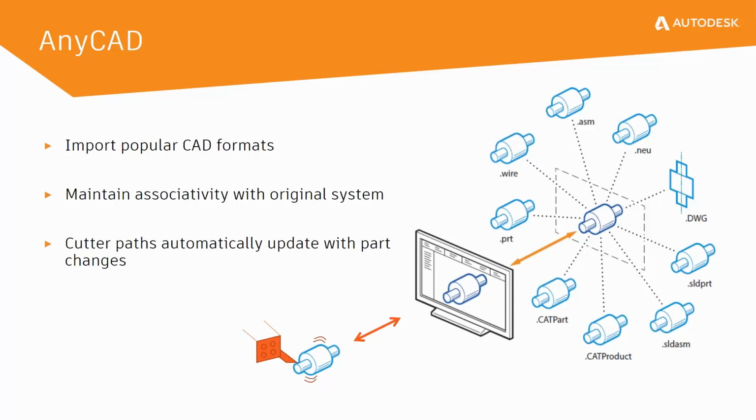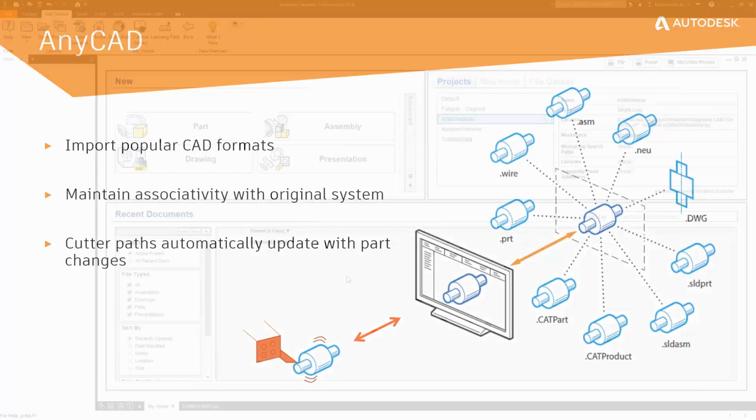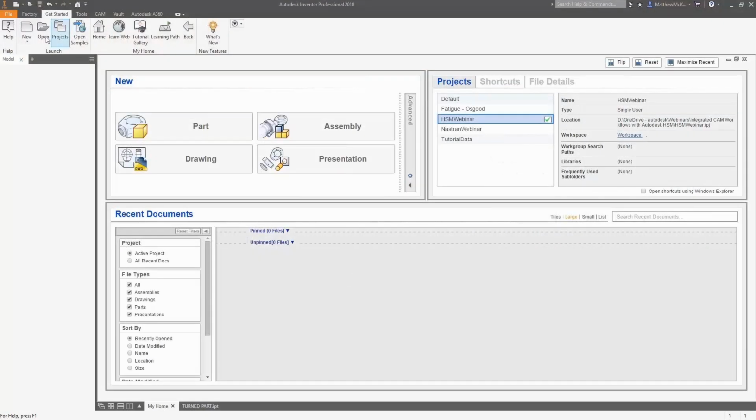Now, this is fantastic if you're a machinist, because you can generate cutter paths using the files that you've imported, and then if the file was to ever change, you can then relink them to the updated files, maintaining your toolpaths. Let's have a quick look at what this looks like.